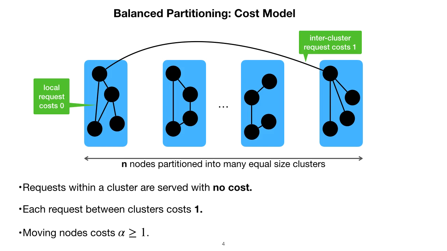The second part of the total cost is the cost of moving nodes, or migrations. Moving nodes can be arbitrarily expensive. The cost is the same for all nodes and we denote it by alpha, given as input.